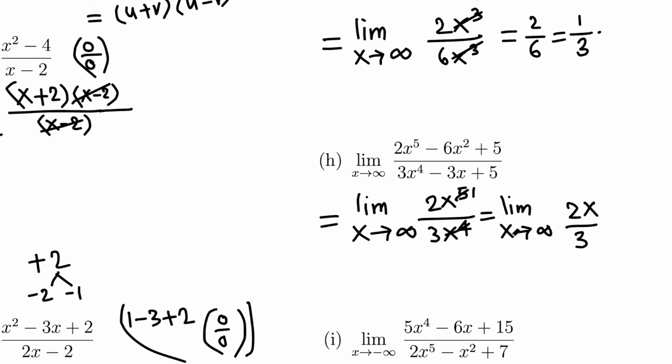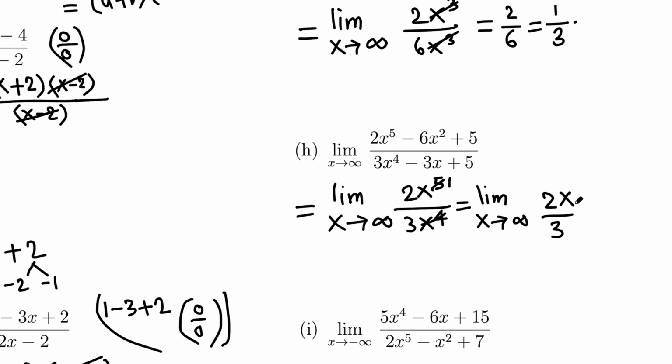Now replace x by infinity, as the x approaches to infinity. 2 times really big, infinity means really big, 2 times really big is really big, divided by 3 is still really big. So the answer is infinity, or we can say this limit does not exist, but infinity is better answer.